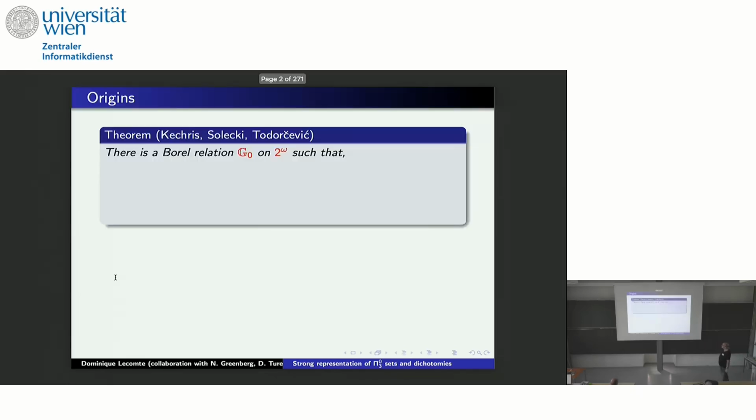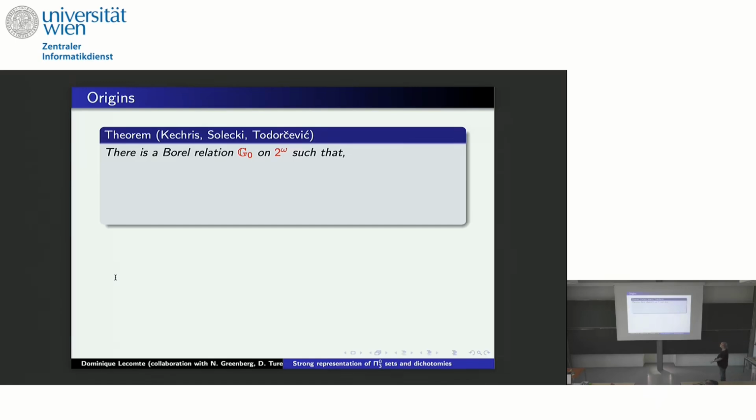The motivation for this work goes back to the Turetsky-Todorchevich G0 dichotomy. It goes back to the beginning of the study of definable coloring. It gives a characterization of when an analytic relation has a countable Borel coloring. For me, relation just means binary relation.